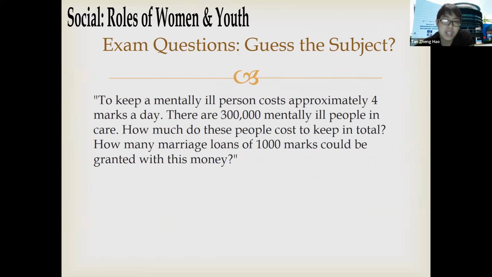Look at this subject. It's quite interesting. To kill a mentally ill person costs approximately 4 marks a day. So obviously it's a maths question, but even the maths questions are very political. It's to brainwash people into thinking that people like the mentally ill are a burden to society and should be eliminated.